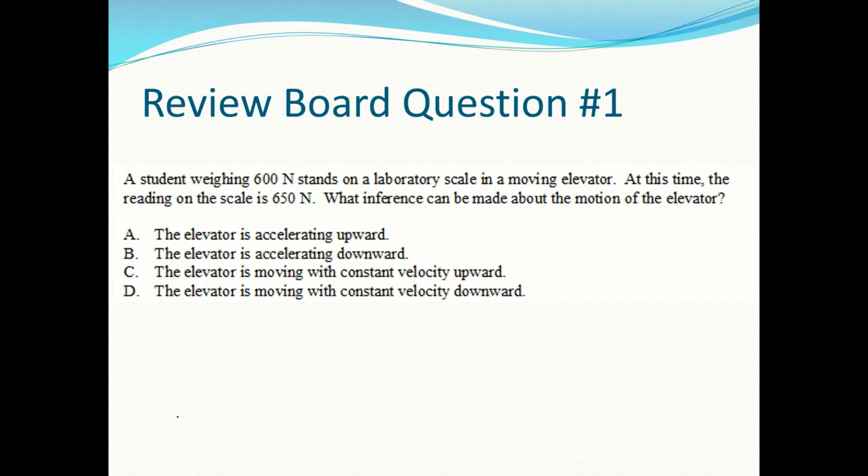Okay, let's start off with some review board questions. So a student weighing 600 newtons on a laboratory scale in a moving elevator. At the time, the reading is 650. What inference can be made about the motion of the elevator?